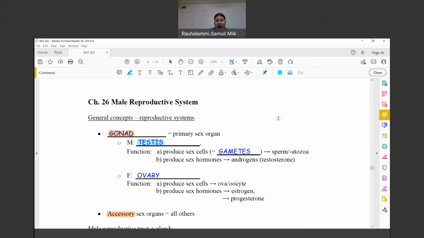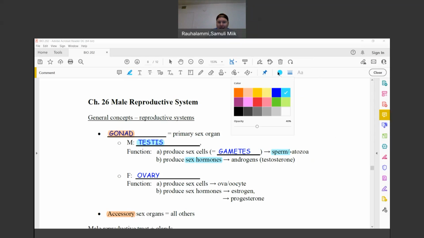Testes have a function that is twofold: production of the sex cell, the gamete. Gamete is the term for sex cell, and in the case of a male, that's going to be the sperm or spermatozoa, if you want to use proper language. In addition to production of the sperm, testes also produce the sex hormones. These are going to be important, and in the case of men, androgens, especially testosterone, are what we're interested in.